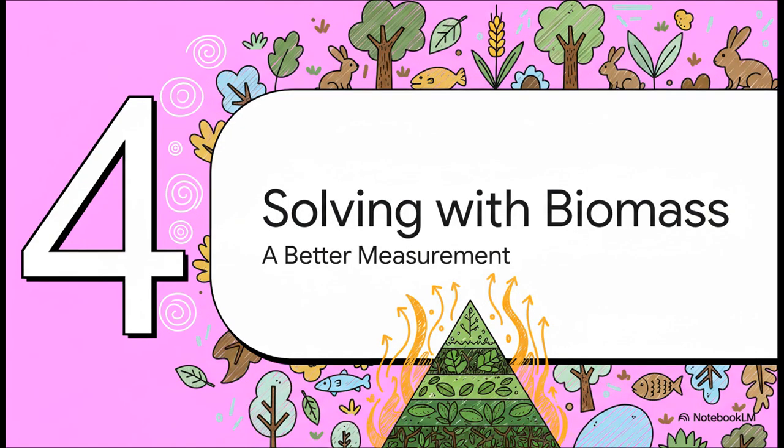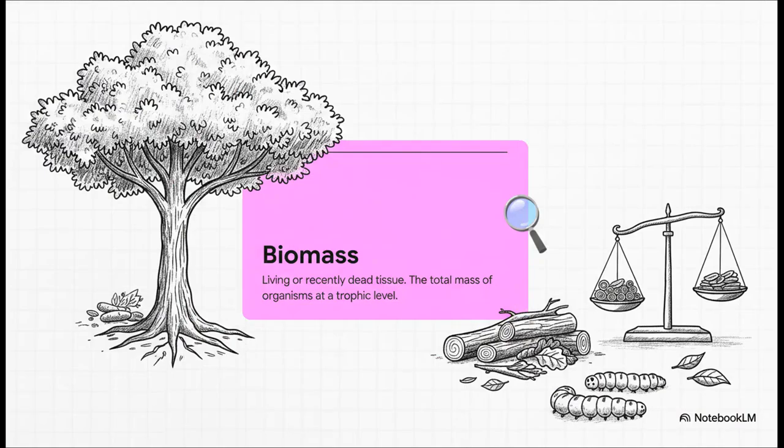So, how do we fix this? Clearly, just counting things doesn't always work. We need a better way to measure what's really going on here. And that solution, that better metric, is something called biomass. So what is biomass? Well, it's not about counting individuals anymore. It's about weighing them. It's the total mass of all the living stuff at each level. So we're talking about the thousands of kilograms of wood, leaves, and roots in our oak tree versus the maybe few kilograms of all those caterpillars combined. It's a measure of the total stuff at each step.